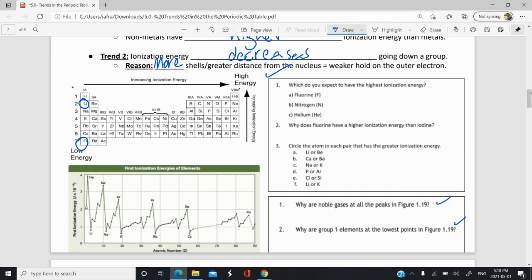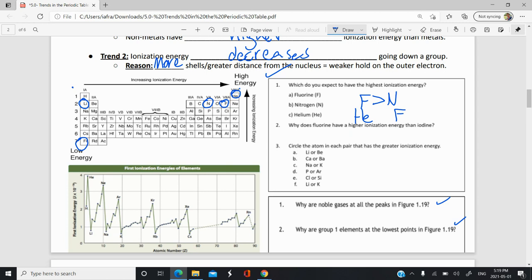Let's find those in our periodic table. Here's F, here's He, and here's N. Between N and F for ionization energy, it looks like F would have a higher first ionization energy than N. But now we're looking at He versus F. The reason that F has a higher ionization energy than N is because it's more towards the right side, and as we know, we increase towards the right.